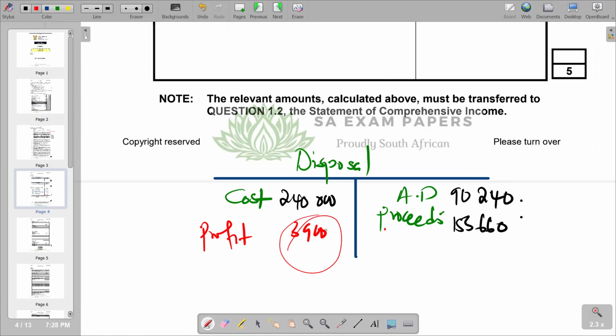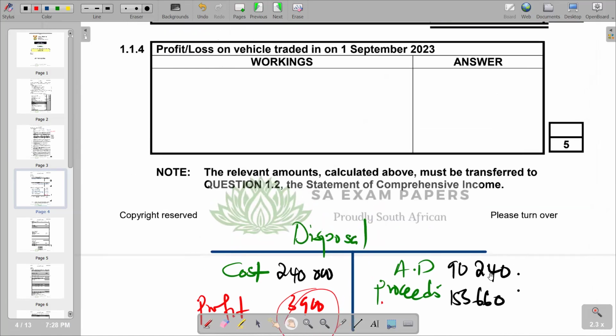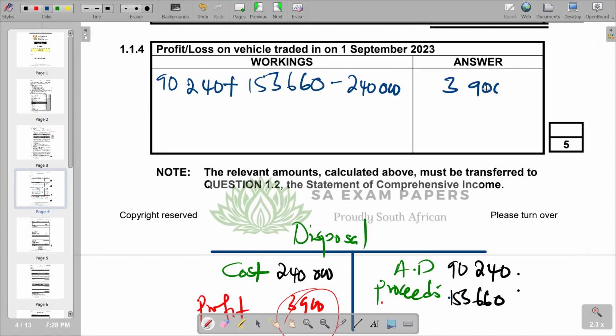So that is exactly what we are going to, just to summarize, another section whereby we are going to say 90,240. And then we add 153,660, which is this figure that we have. Then we subtract 240,000. And we get your profit on disposal is 3,900. So this is what we have on that part.